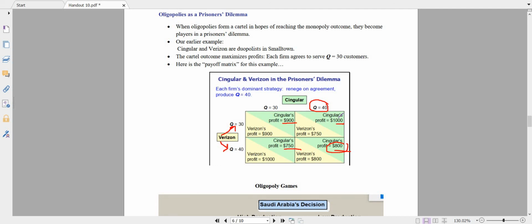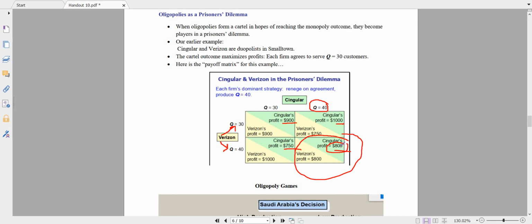So what is the conclusion here? The best strategy for Singular is to increase production to 40, no matter what Verizon does. Similarly, the best thing for Verizon to do is to produce 40, irrespective of what Singular does. So both will end up producing 40 and 40. Both will end up with profits of 800.